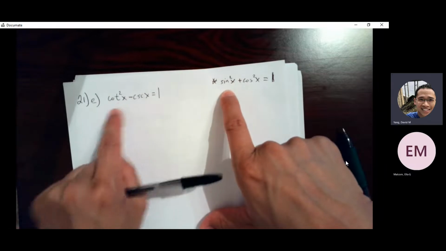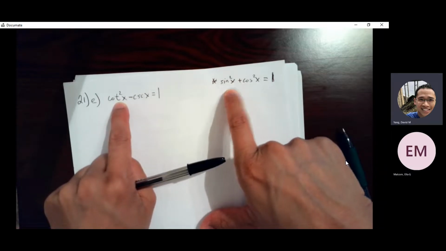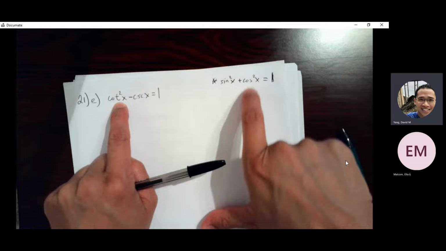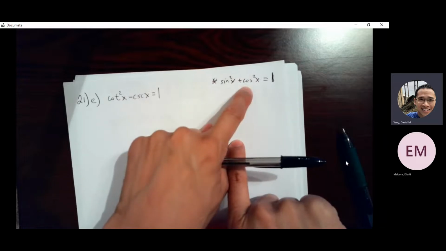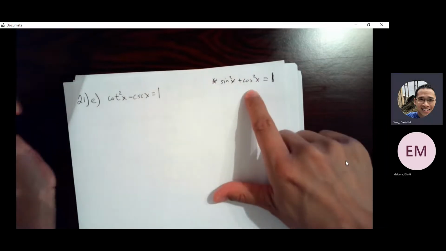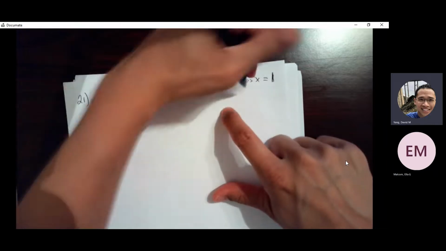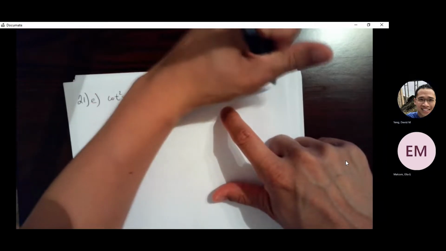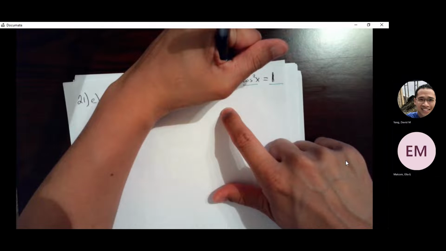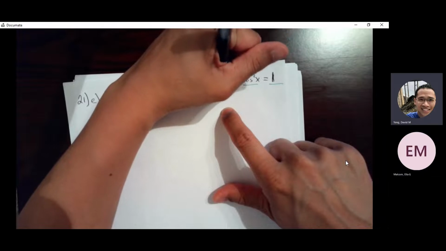So if I want something involving cotangent squared, probably the better bet is if I divide everything by sine squared, because cosine over sine is cotangent. So let's try that one. Divide everything by cosine squared. Okay, I'm sorry, by sine squared.